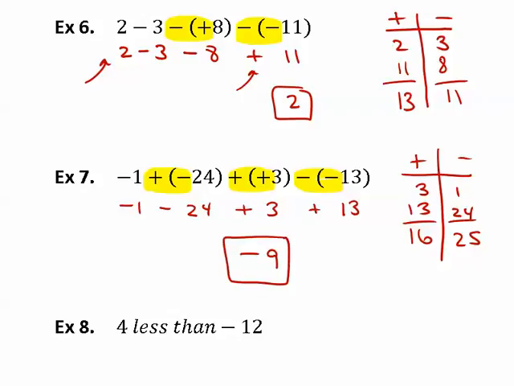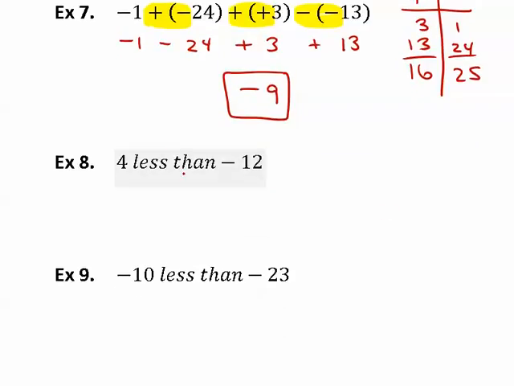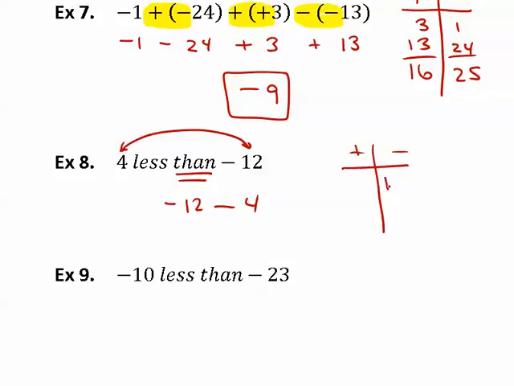All right, let's take a look at number 8. This is a key word here, this word than. If you ever see than, it means to change the order when you write them. So we have 4 less than negative 12. So we want to switch these two numbers around when we write it down as an algebraic expression. So we start with negative 12 less than, we switch them around, less is subtraction, and 4. So plus minus, both numbers go in the negative side, so we have a total negative of 16. So the result is equal to negative 16.